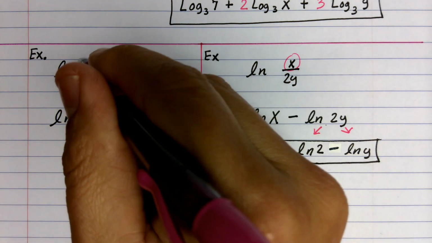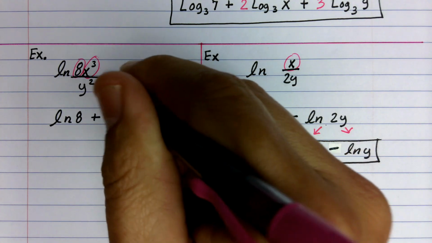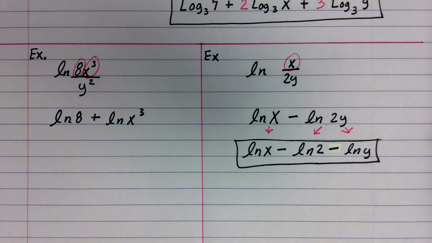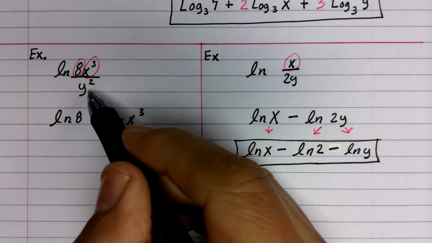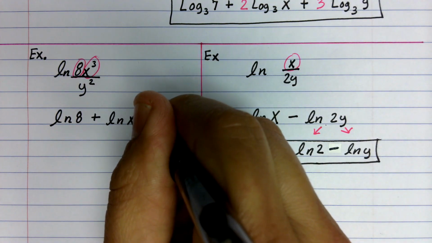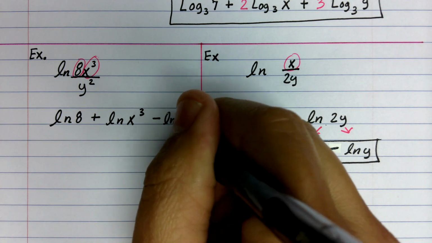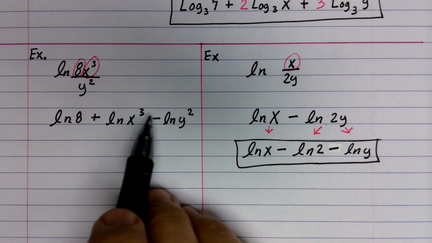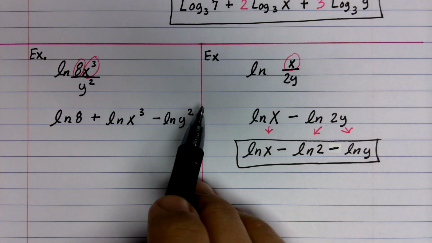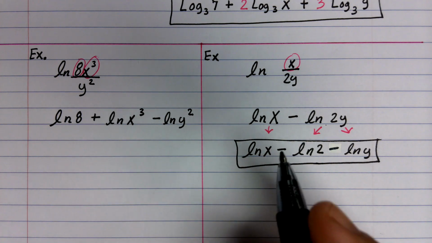So notice what I did is I separated. We have the 8 right here, we have the x cubed right here, and then we have to deal with this denominator using our quotient rule. So then I'm going to have minus ln y to the second power. So at this point we're almost done. But we can't leave these powers up here. I can't have this power of 3 and this power of 2. If we're expanding it, we need to bring that power over to the front.